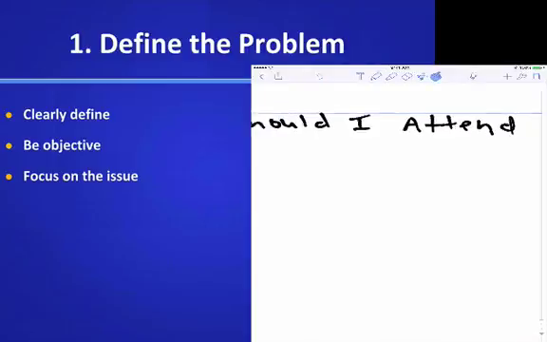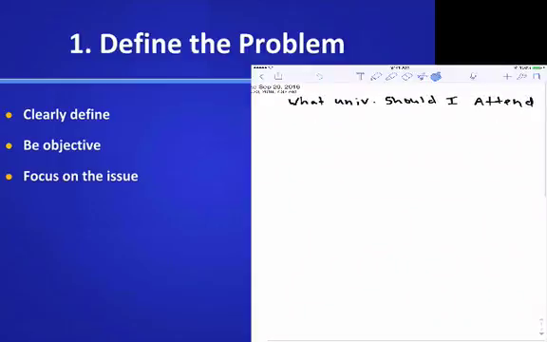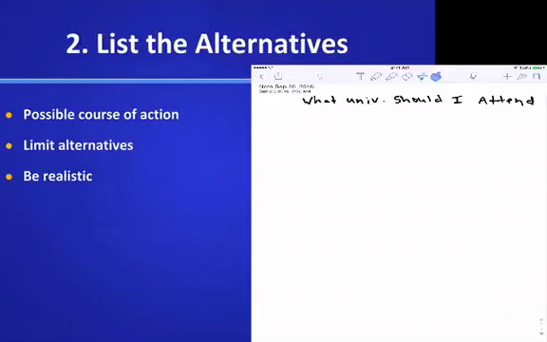Okay. So when we look at this, I've defined my problem. What university should I attend? It's clear. I'm definitely selecting a university. It's also objective. You want to be sure not to have any emotions involved in this, and it focuses on the issue at hand. Now, step number 2 is we're going to list our alternatives.